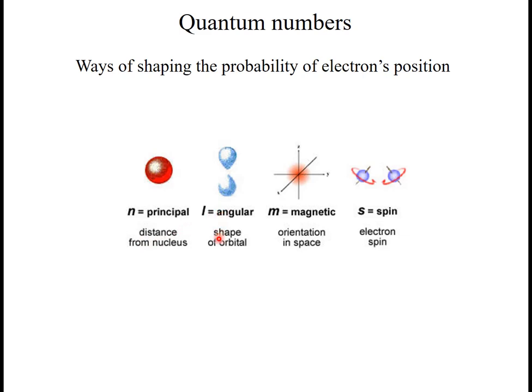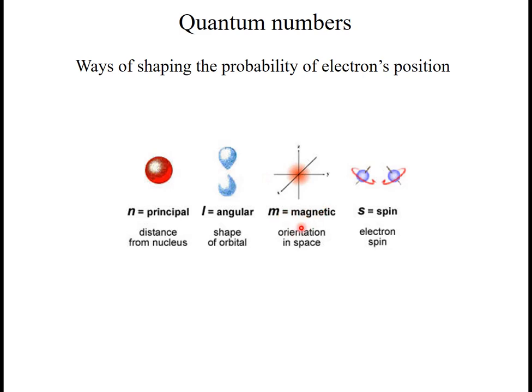The angular, which is going to tell you the shape. So, we just saw in the last video, this is a p orbital, and so it's got an L value of 1. This is an s orbital, and it has an L value of 0, and we'll talk about how to know that.